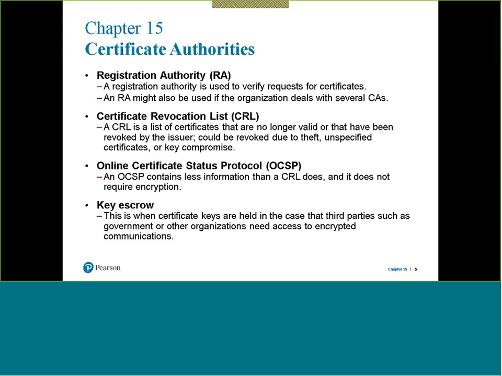Online Certificate Status Protocol contains less information than a CRL and does basically the same thing. It's not encrypted. It's supposed to be faster. We still use CRLs, though. And key escrow is when a key is held by a third party.